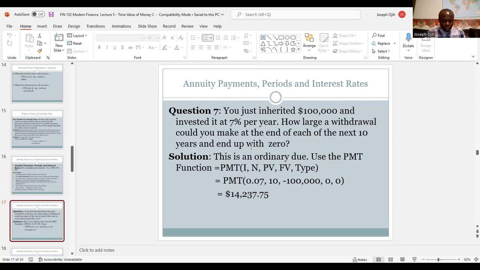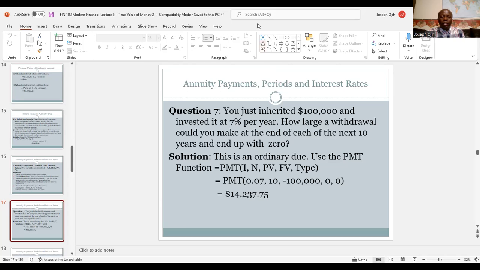Interest is 7%. Number of periods is 10 years. Present value will be how much you invested, $100,000. It's money leaving your pocket, so it's going to be negative $100,000. Then future value, we don't have, zero. Type is zero because you usually make the withdrawal. I say here that withdrawal is made at the end of the period, so type will be zero. So let's go and put this in and get our payments.